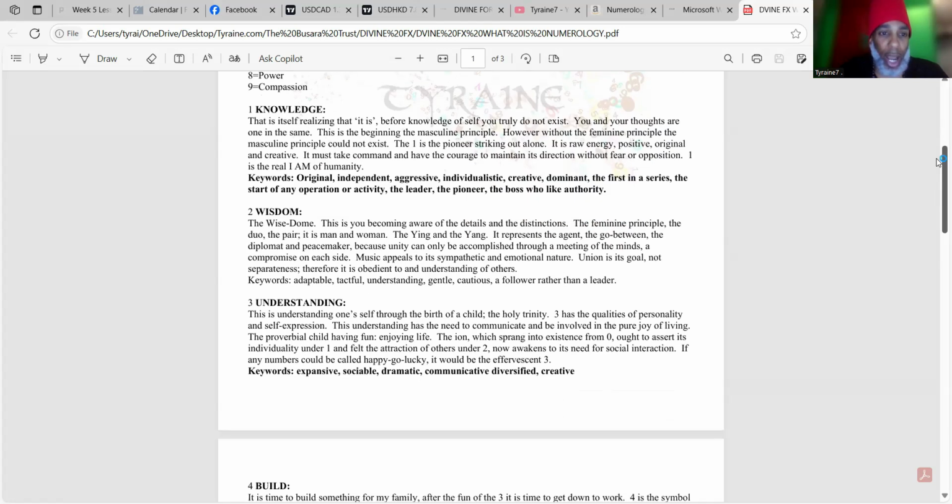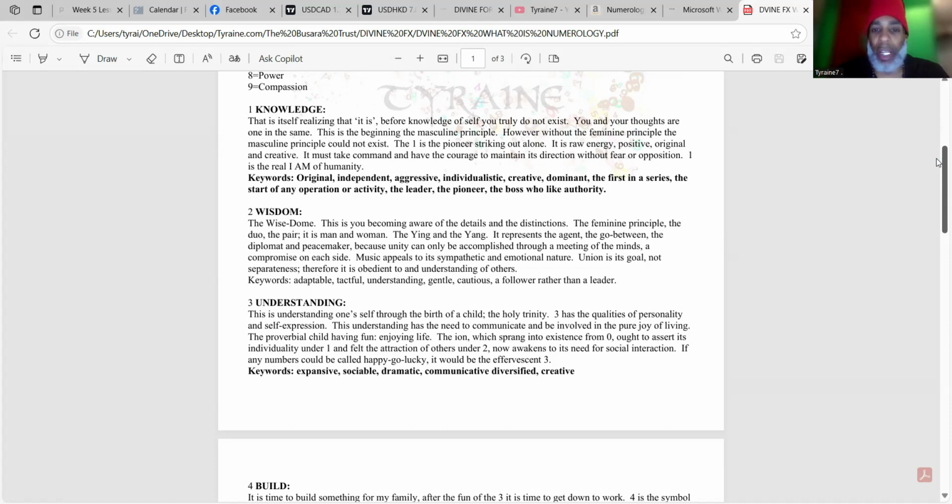And so number 1 is knowledge, and that is itself realizing that it is. Before knowledge of self, you truly do not exist. You and your thoughts are one and the same. This is the beginning, the masculine principle. However, without the feminine principle, the masculine principle could not exist. We're getting into duality, guys, right? You've got to have up to have down. If there was no such thing as up, what would down be, right? You have to have good to have bad. If there was no such thing as good, then what would bad be, right?